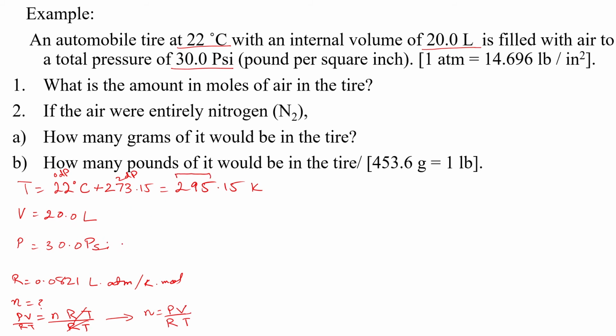We don't have to do anything here, but psi, we have to convert it to atmosphere. So the conversion factor is given here. We will be using this conversion factor. 1 atmosphere is 14.696 psi, which is pounds per square inch. So this unit is cancelled.